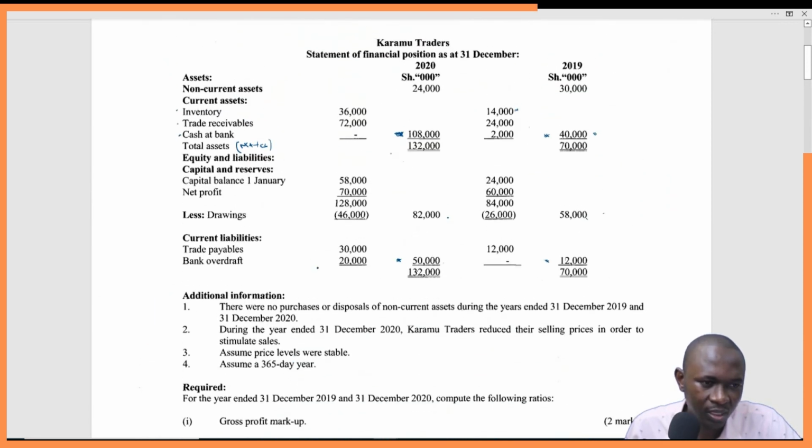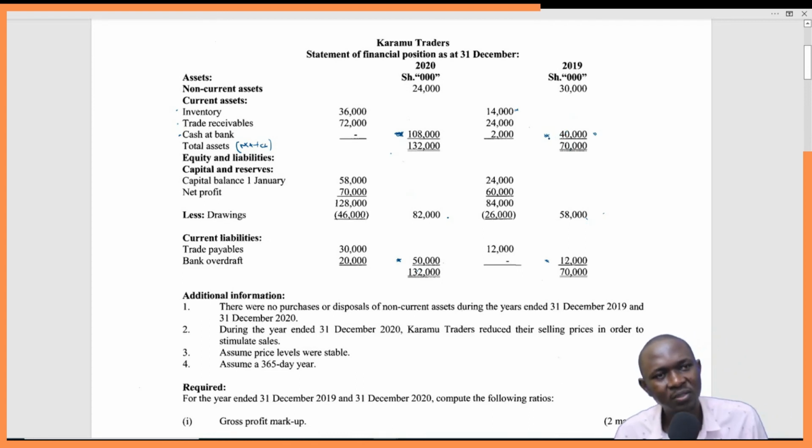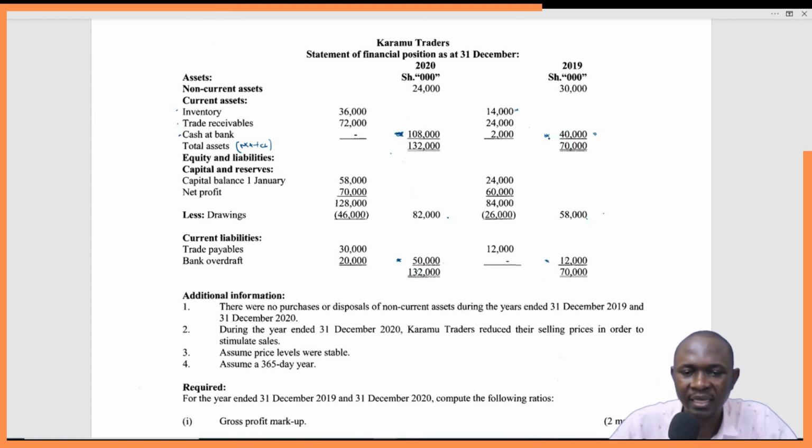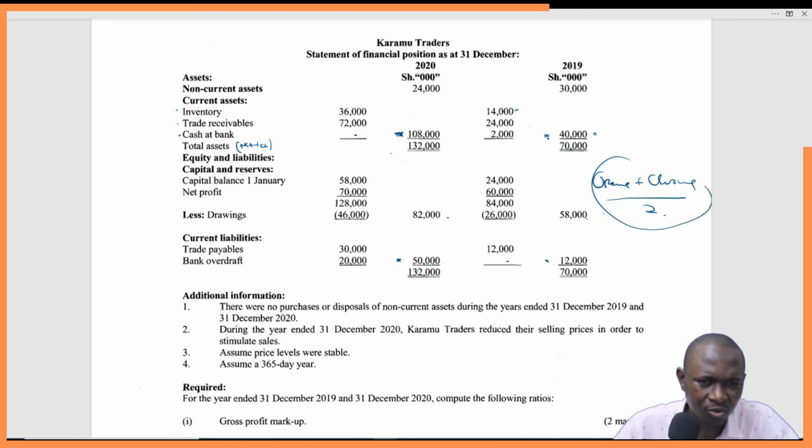So average debtors 2019. Normally what we do for average debtors, we take the opening debtors plus closing debtors divided by 2. That's what we do. But in 2019, we only have the closing debtors because this is a balance sheet as at 31st December.